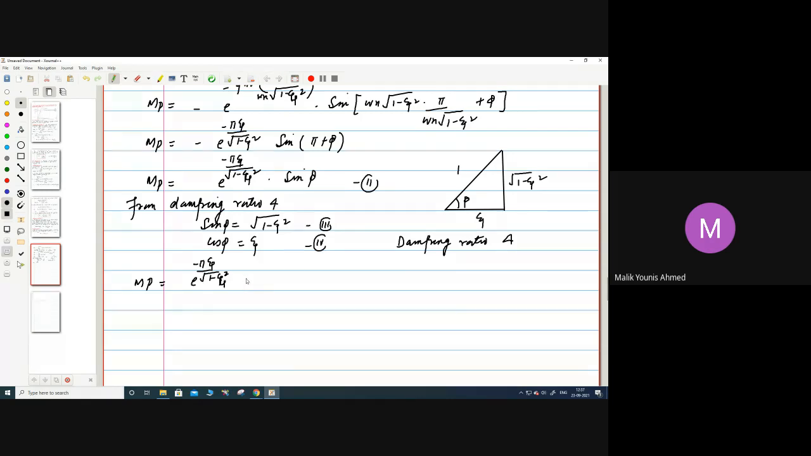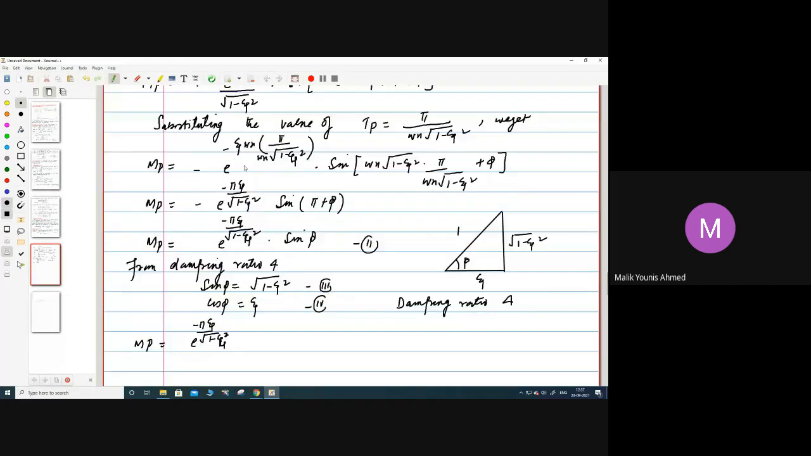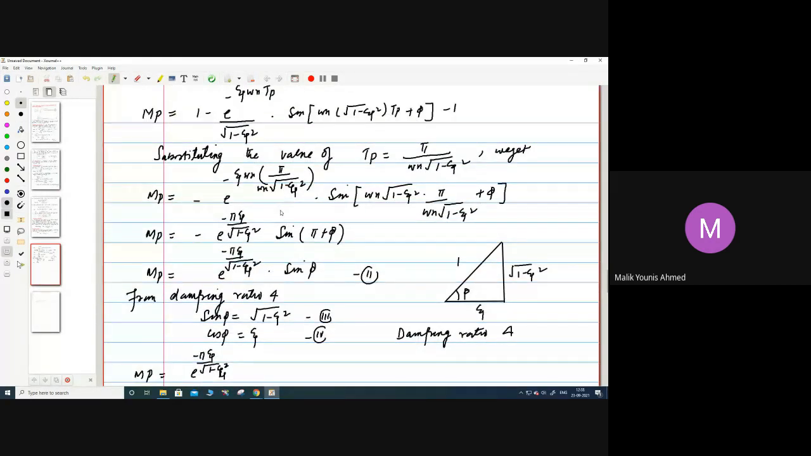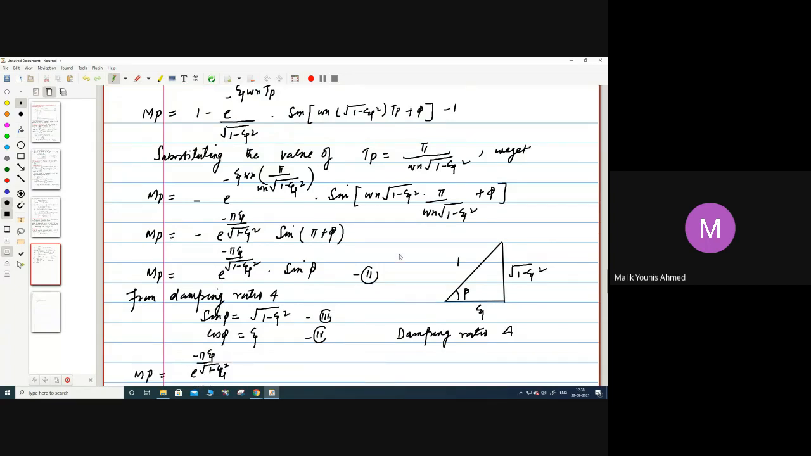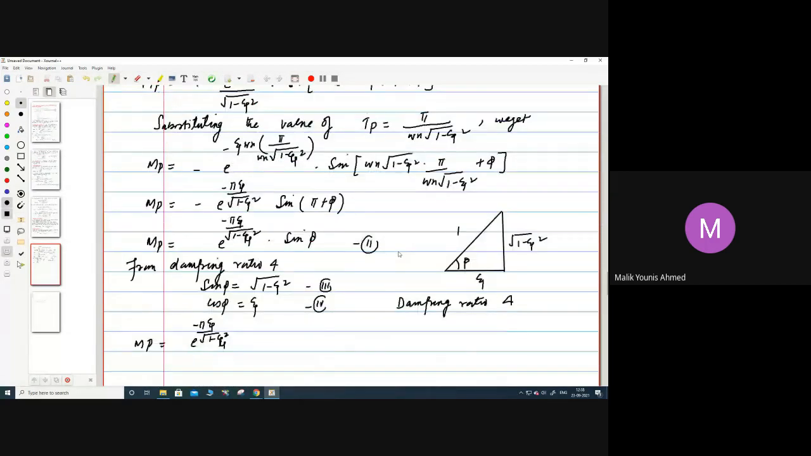Okay, sine, oh sorry, I think, just a second. Yeah, we have missed this denominator, I think. Why we have not included this? Where has this gone? Yeah, we have missed this denominator. So this denominator will be there. So we can write it divided by under root of 1 minus xi square.